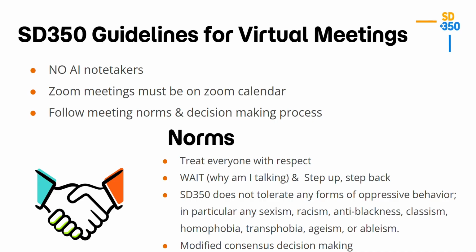As a reminder, our norms are to treat everyone with respect, to ask, why am I talking, and to ensure that you're stepping up and stepping back to allow that people who haven't spoken will have a chance to speak. San Diego 350 does not tolerate any forms of oppressive behavior, in particular any sexism, racism, anti-Blackness, classism, homophobia, transphobia, ageism, or ableism, and we follow the modified consensus decision-making.